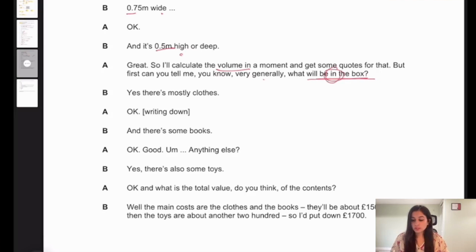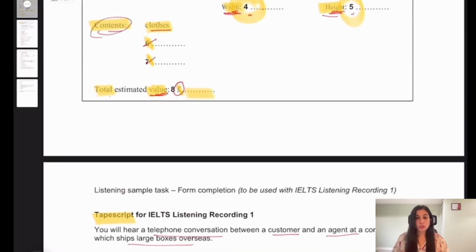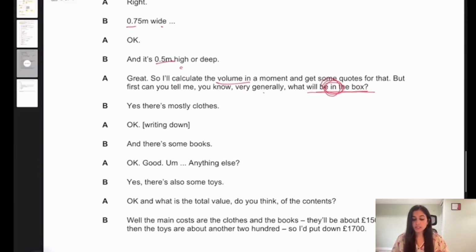So in the box, this is the keyword here. As soon as I heard in, I knew they're going to talk about the content. So that's how they've paraphrased it. They have not used the word content anywhere in the audio.